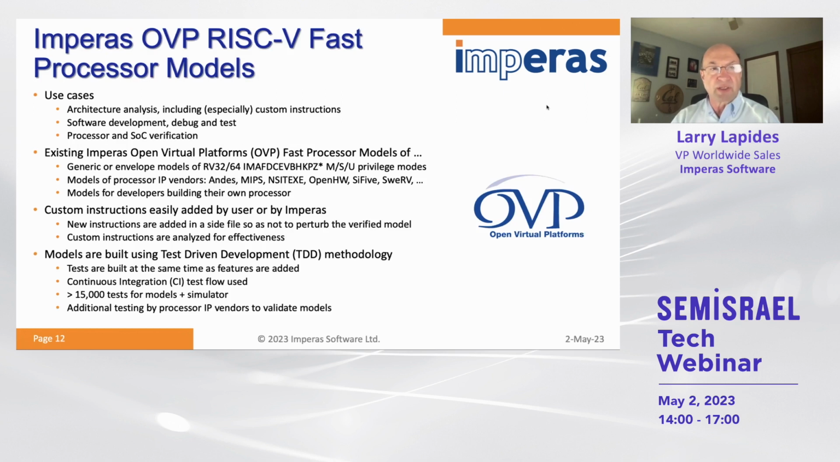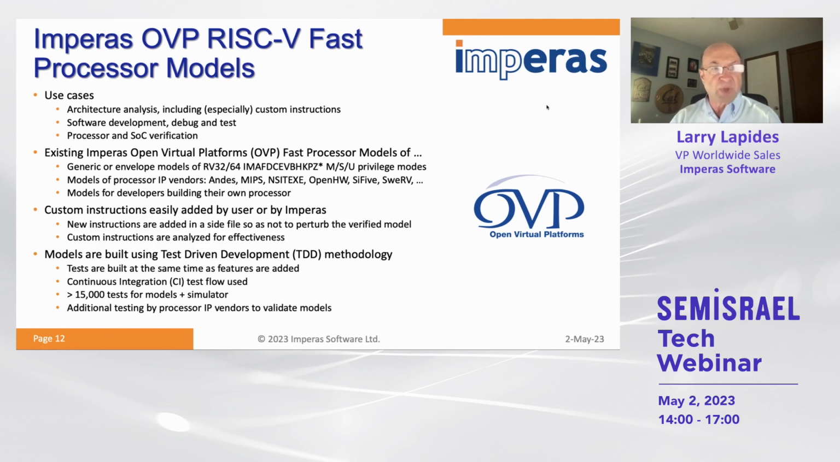So what are we talking about here with the RISC-V fast processor models? So the RISC-V models support the full RISC-V specification, the full alphabet soup here, including privilege modes. We have models of the processor IP vendors, and we're able to support developers that are building their own processor. The custom instructions are easily added by the user or by Imperas. This is done in a side file, so as not to perturb the verified model.